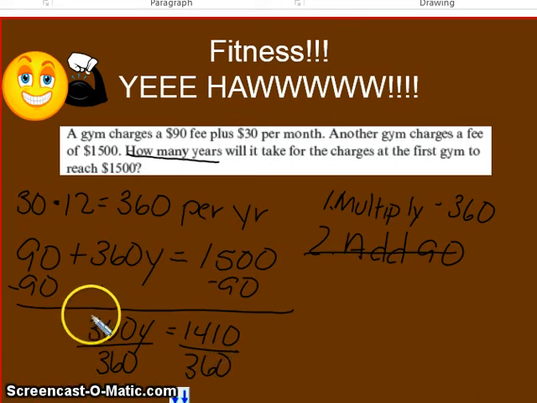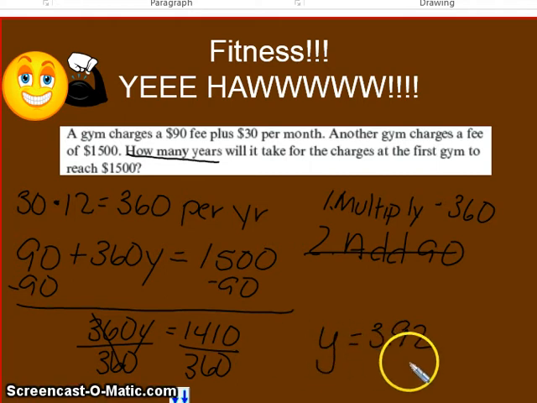Now 360 divided by 360 is 1, so I'm left with y. And 1410 divided by 360 is about 3.92. So it's going to take me about 3.92 years for that first gym to catch up with the second gym in respect to charges. Or you can round it to about 4 years.